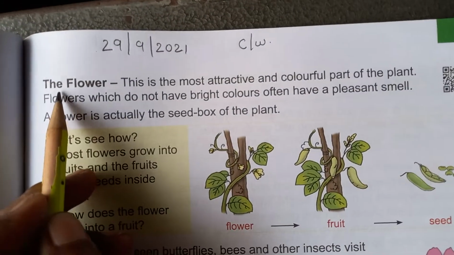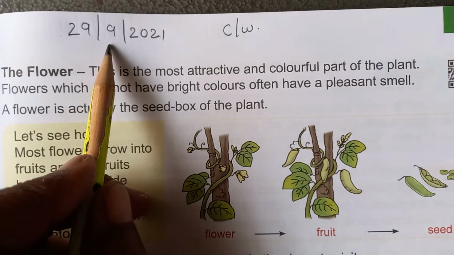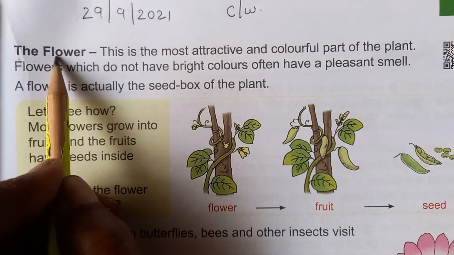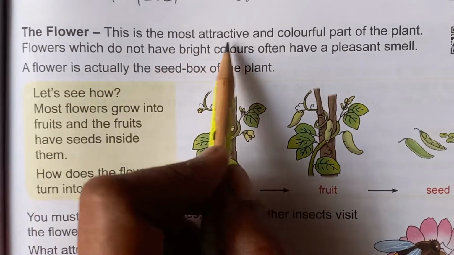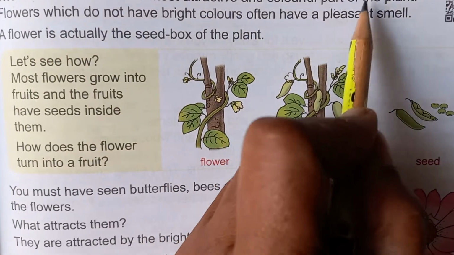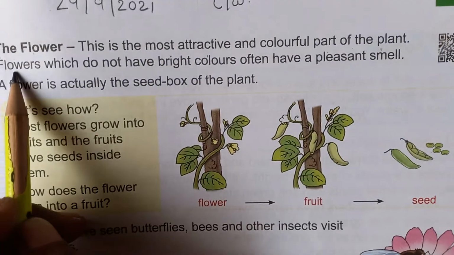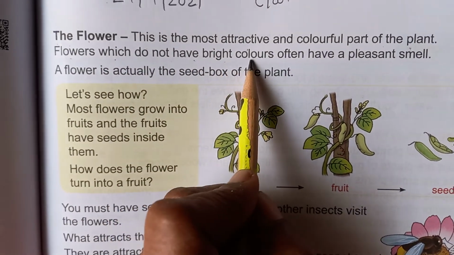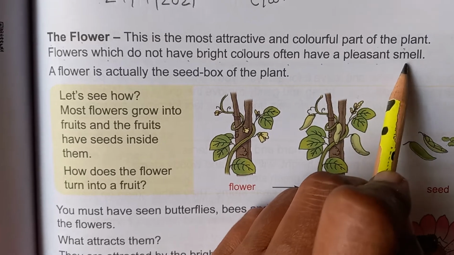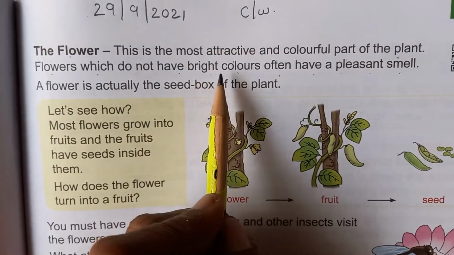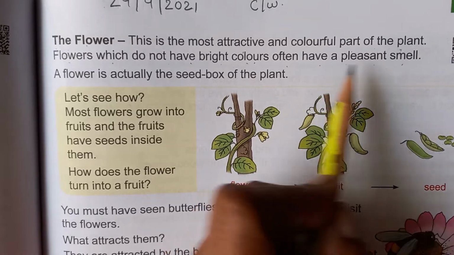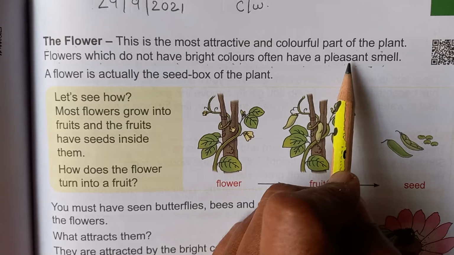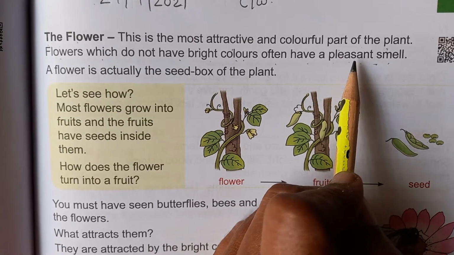See children, open page 171, write classwork and today's date, 29th of September 2021. The flower. Read with me. This is the most attractive and colorful part of a plant. Flowers which do not have bright colors often have a pleasant smell. Their smell is very pleasant. So flowers are used to make perfumes and soap.